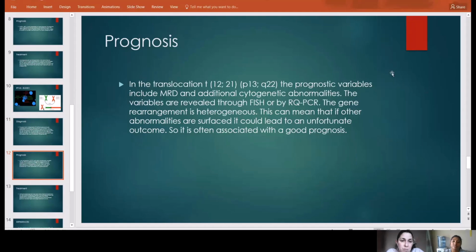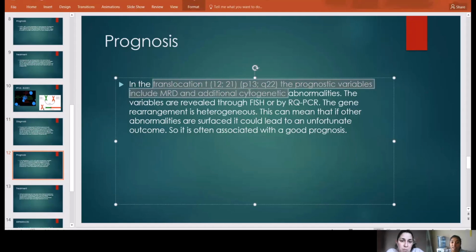The prognosis is based on the specific translocation on chromosomes 12 and 21. The prognostic variables include MRD and additional cytogenetic abnormalities. These variables are revealed through FISH or by RQ-PCR. This gene arrangement is heterogeneous, and this can mean that if other abnormalities surface, it could lead to an unfortunate outcome or even the opposite, but it is often associated with a good prognosis.